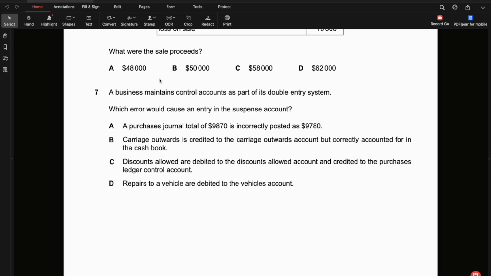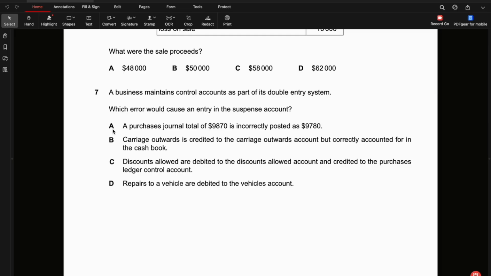Question number 7. A business maintains control account as a part of its double entry system. Which error would have caused an entry in suspense account? Okay, so we are maintaining the double entry system and there is an error which would create a suspense account. Suspense account basically means either the debit side or the credit side in the entry is missing. And when we prepare the trial balance, it does not match. We need to create a suspense account to tally the trial balance.